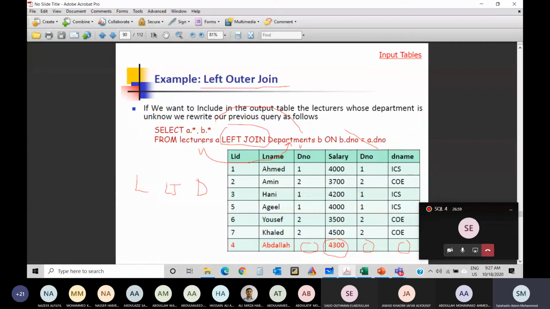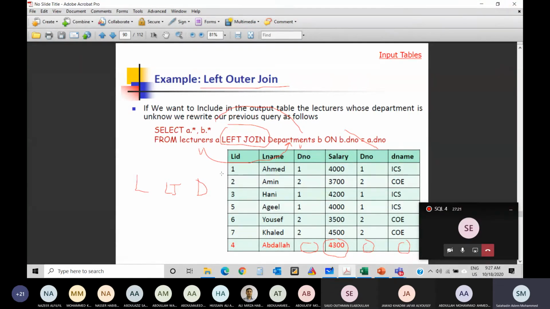What is A? A is lecturer. What is B? B is the department. So all the columns of the department and all the columns of the lecturer table are selected. From the lecturer table, left join department table on this one equal to this one. Now, this is what we call left outer join.